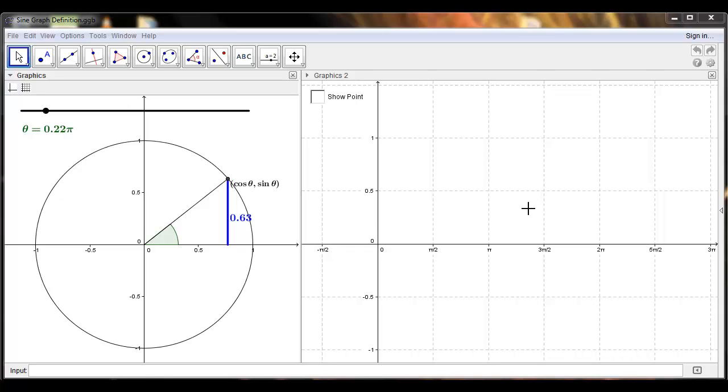In this video, we'll be reviewing the definition of sine and cos from the unit circle, and we'll be using that definition to determine what the graph of sine looks like. So here I've drawn the unit circle, that is the circle centered at the origin with a radius 1, and I can adjust the angle at the center of the circle using this slider.